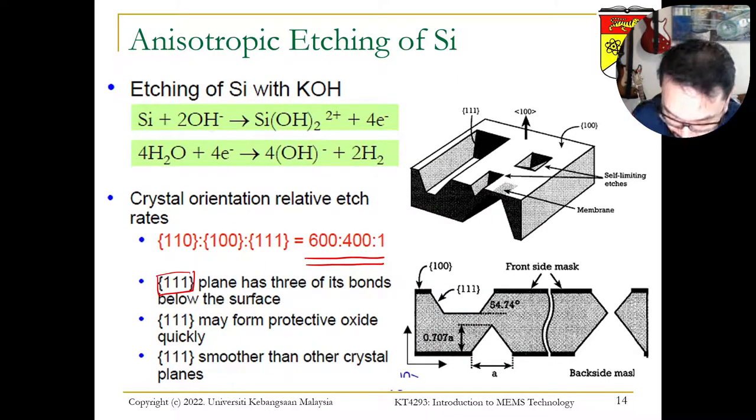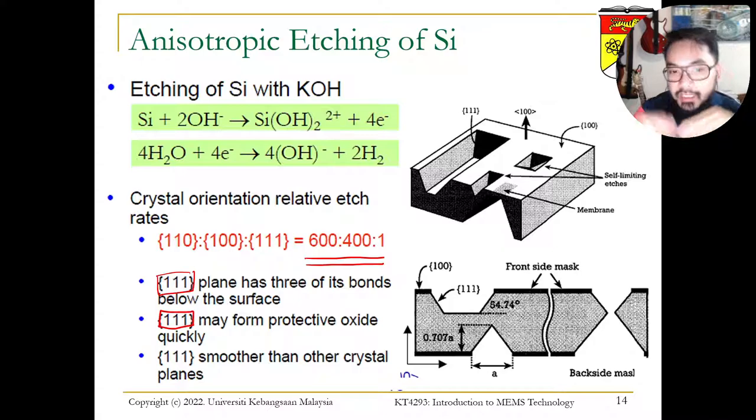That's one. Secondly, the second reason why the 111 family plane has a very slow etch rate is that it may form a protective oxide very quickly. Silicon oxide might be formed quickly on the 111 plane. When you have an oxide layer on the 111 plane after the first layer has been etched away, the oxide layer will prevent any further chemical reaction. Hence, you are preventing any further etching, so you cannot etch the subsequent layers underneath it. It can still happen, but very slowly, according to this ratio of etch rate.